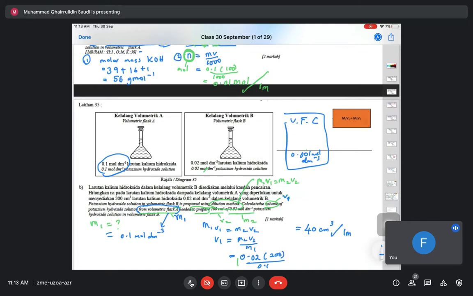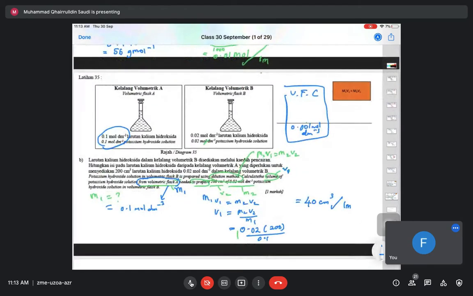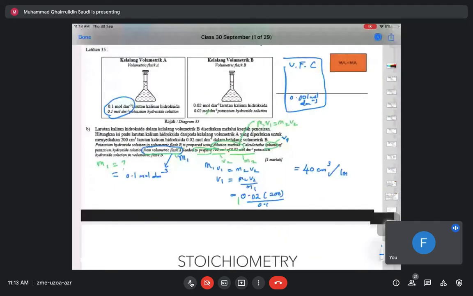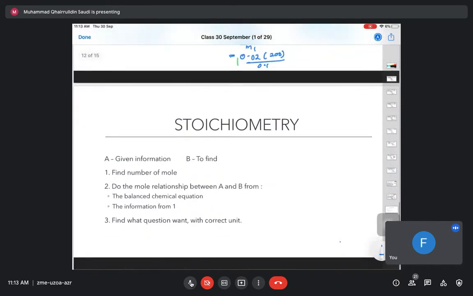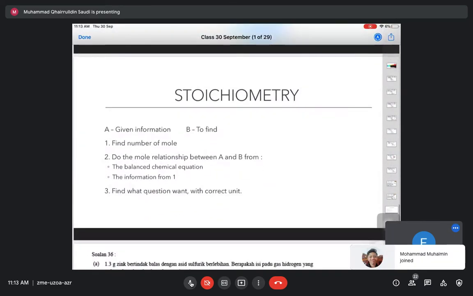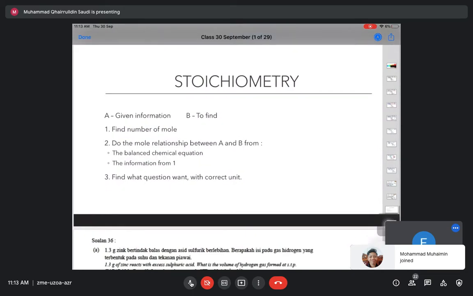Boleh? Any question, guys? No, teacher. Boleh faham? Okay. Because the next one is harder. Okay, we will go to your next form exercise. Question 36. Soalan 36 from your module.